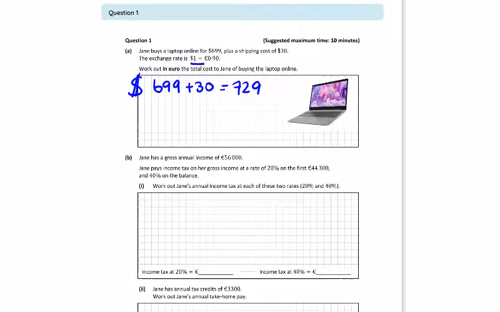And then $1 is equal to 90 cents. Work out the total cost in euro. So $1 is 90 cents, means it's less euro. So what I tell my students to do is it's always multiply or divide. Multiply by 0.9 and divide by 0.9, and you should see which one is the correct answer.